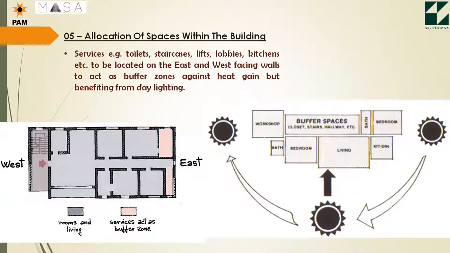The next is again about how you allocate all the areas. In this one, I give you an example of how you create buffer spaces. Let's say you have a site given to you when you design. You try to put all the areas I call buffer spaces, such as your staircases, the services areas, your lift, your lobby, your kitchen, toilets, things that are more on the services side, to segregate. These are the areas that we put on the east and the west.